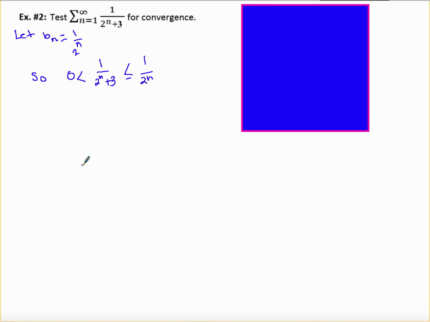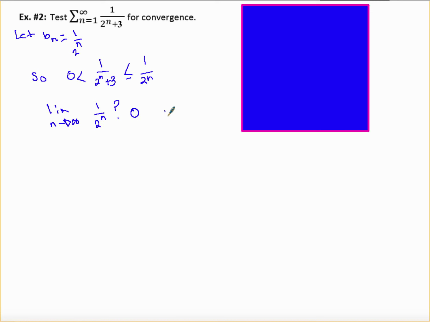But remember, we want to compare it to something that we can actually find the limit of, because if we can show that this one converges, then we can prove that this one converges. Or if we can prove that this one diverges, then this one diverges as well. So let's see, what is the limit as n approaches infinity of this new one we just came up with, and we're going to compare with, which is of course why we call it the comparison test. What is the limit as n approaches infinity of 1 divided by 2 to the n? Well, as n gets really, really big, this denominator is going to get really big as well. This is going to go to 0.